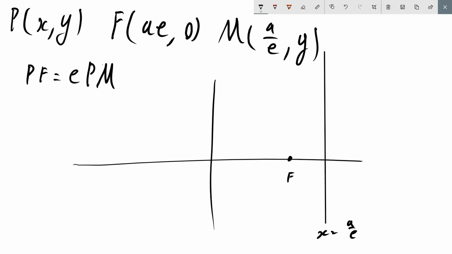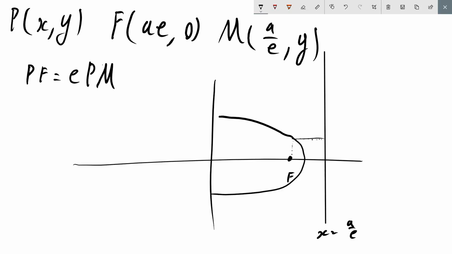P to F is equal to some eccentricity times P to M. So what that means is, if my eccentricity is 1/2, if I go up that far, I need to make sure that this distance here is double. And what this will form is this sort of strange elliptical kind of shape. But it will only form half.